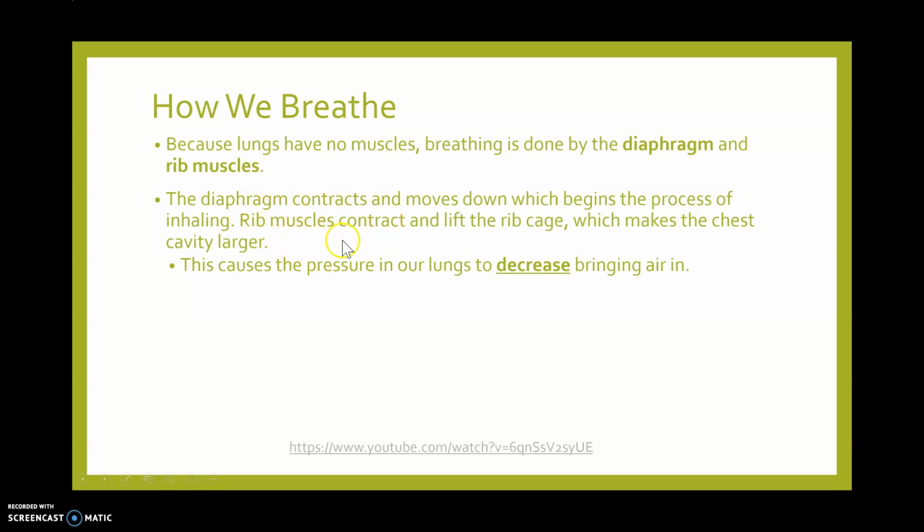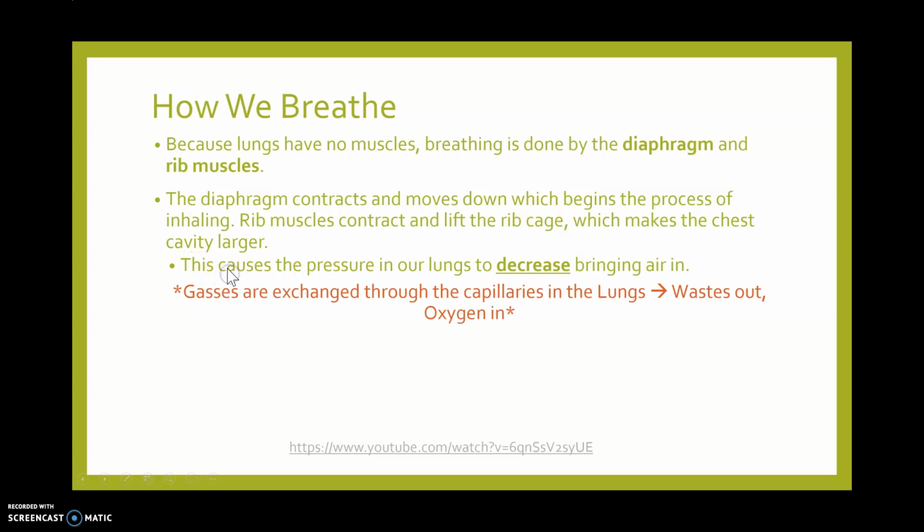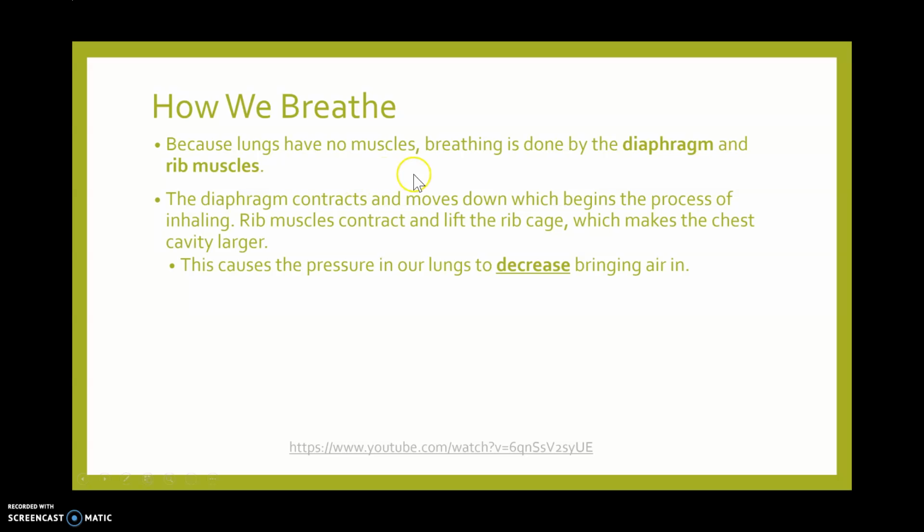The rib muscles are also going to contract and lift the rib cage. And this is going to make our chest cavity larger. So as that capacity, that volume increases, we know by our rule of pressures, our pressure is then going to decrease in our lungs. So remember, once volume increases, we're going to see pressure decrease. And since now the pressure inside of our lungs is lower than the pressure in the environment around us, that is going to bring air in to our lungs.